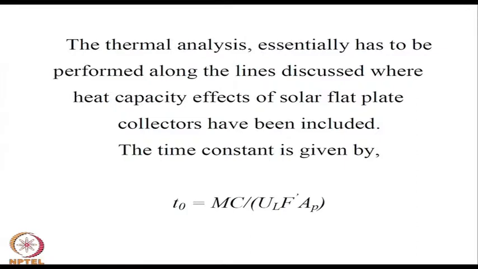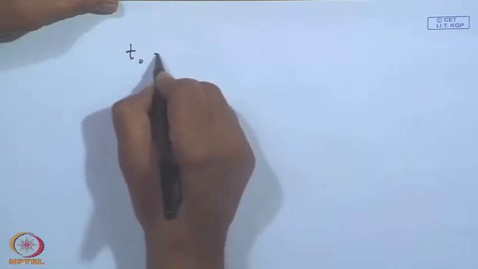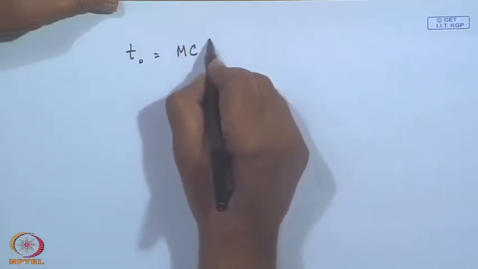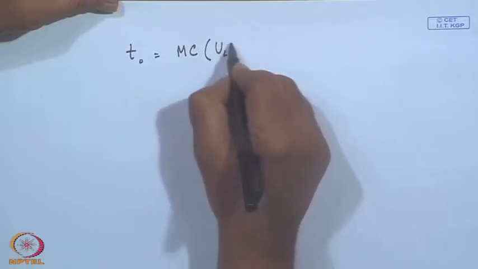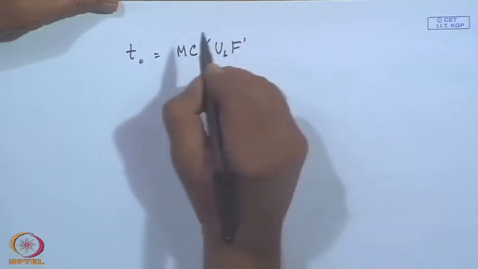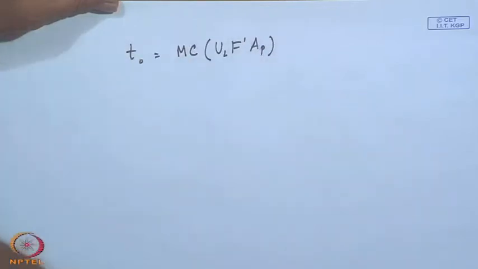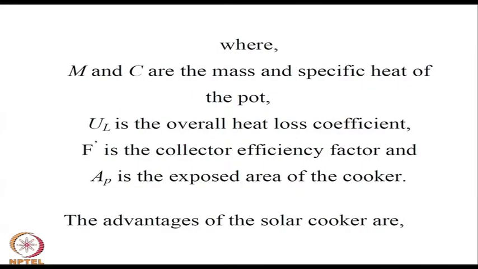So, the time constant for this is given by mass m, specific heat C, times overall loss coefficient UL and a collector efficiency factor F dash, by the area of the aperture. M and C are the mass and the specific heat of the pot, UL the overall heat loss coefficient, F dash the collector efficiency factor, and AP is the exposed area of the cooker.